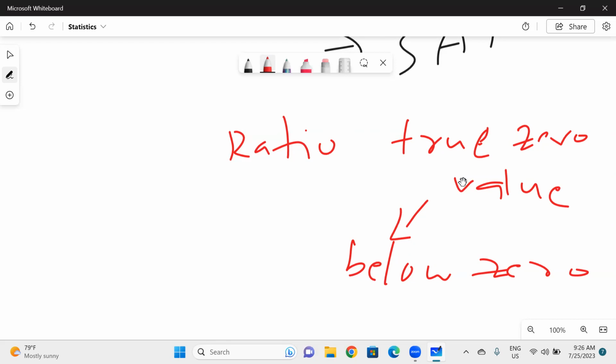When it comes to interval, there is no true zero value. That means there could be a chance of the data being negative, like temperature. And when you're writing some exams like the GATE exam, you might be getting a negative score also, right?